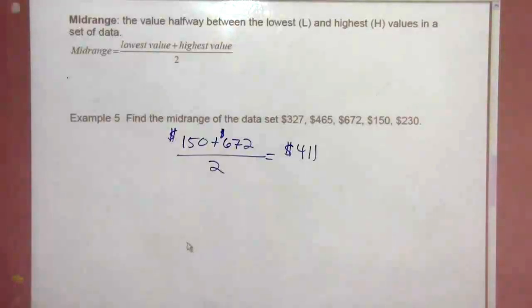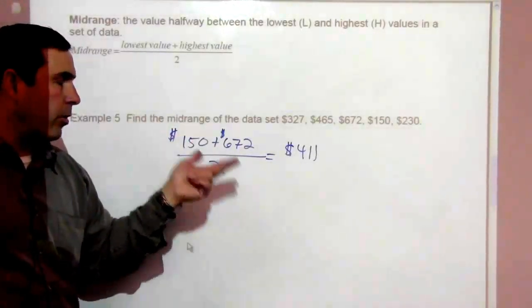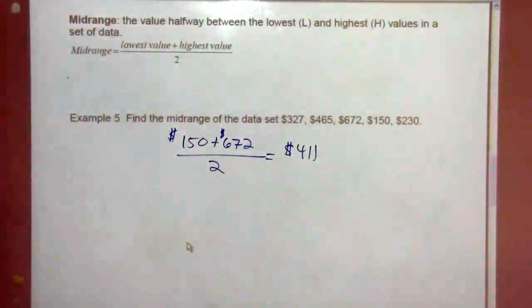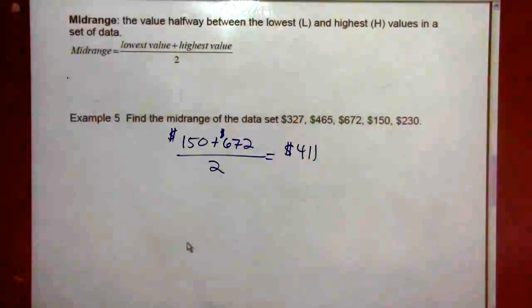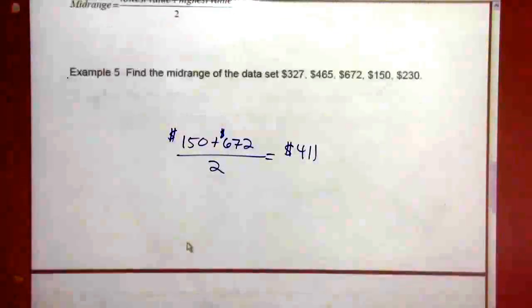So that's our midrange. We've talked about the mean, median, mode, and midrange. That's 4. I'm going to go on to the next page. Feel free to pause that.